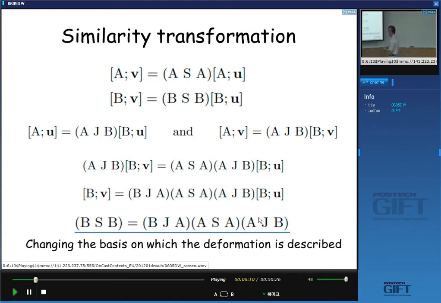This is called the similarity transformation. The purpose of similarity transformation is to convert one deformation matrix expressed on a certain basis into the matrix form expressed in another basis. So to do that, we have to know the coordinate transformation matrix and its inverse matrix. Okay?